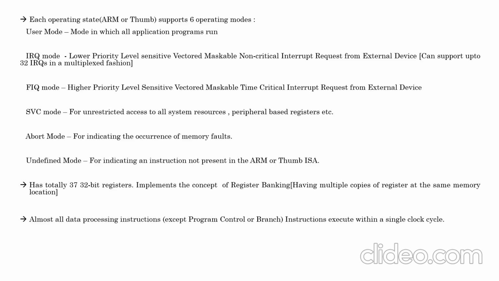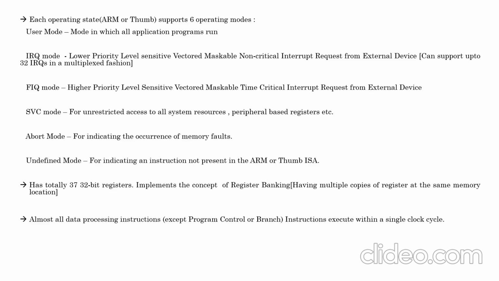Up to 32 lower priority interrupt requests can be received by the ARM processor. Level sensitive means it will be activated either at the positive level or at the negative level. Vectored means the interrupt address is predefined, the interrupt service routine address is predefined. Maskable means it can be enabled or disabled by a particular instruction.